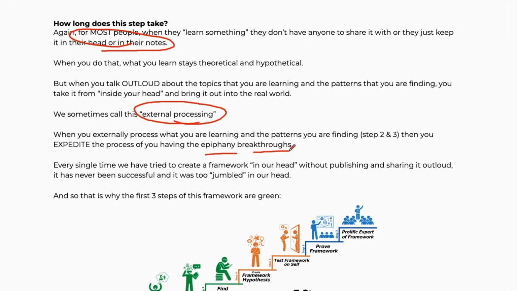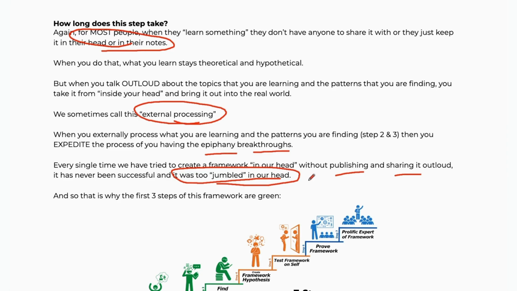I'm telling you, every single time that I have ever tried to create a framework in my own head without actually publishing, without actually externally processing, without actually sharing it out loud, I have never been successful because it gets all jumbled in my head and then I get all confused. I'm like, what's the breakthrough? What's the breakthrough?